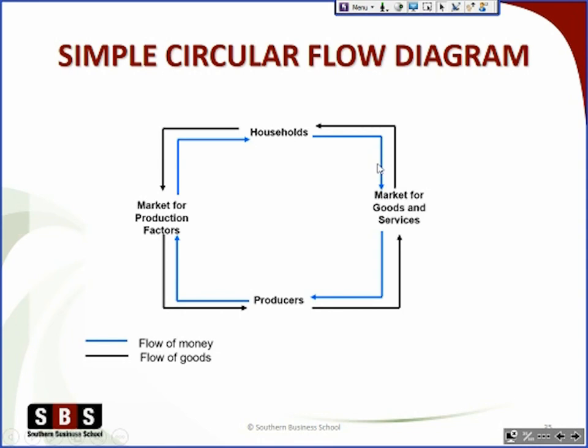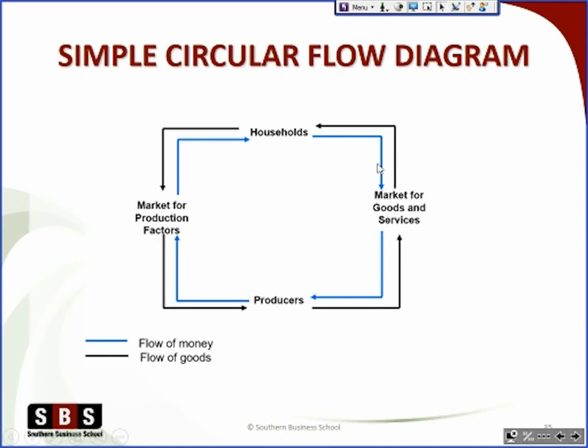So you must start with the flow of goods. It's better to start at the market because the goods flow to the households. They sell to the household. From the household, it goes back to the market of production factors, and from there it goes back to the producers. So just look at this diagram, how the flows go, and the blue and the black, what the difference is in the direction of the arrows.